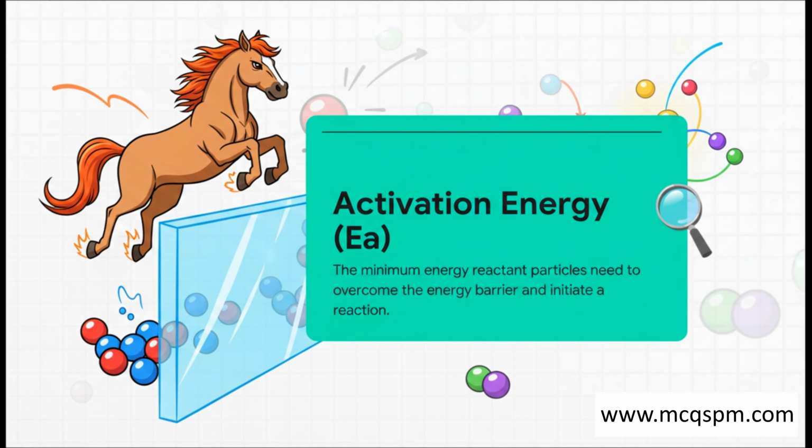Activation energy, which you'll see written as EA, is basically the entry fee for a reaction. It's the minimum energy needed to get things going. Imagine a horse trying to jump over a really high barrier. It doesn't matter how many times the horse runs up to the barrier. If it doesn't have enough energy to actually leap over it, it's never getting to the other side. Reactant particles are exactly the same. They have to clear that energy barrier.